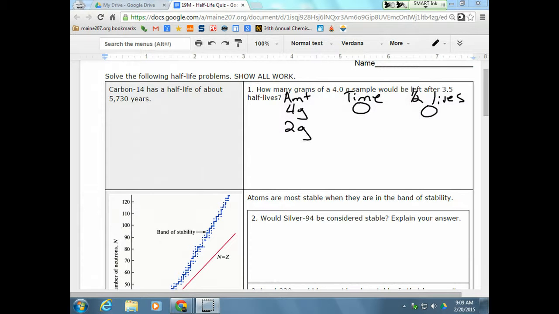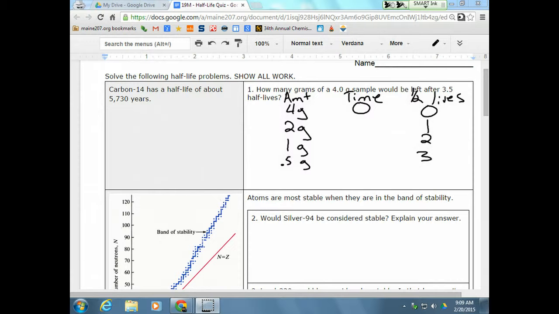There would be 2 grams left after 1 half-life. There would be 1 gram left after 2 half-lives. There would be 0.5 grams left after 3 half-lives. I could fill all this in. This question doesn't ask for how many years, so I don't need to do that.